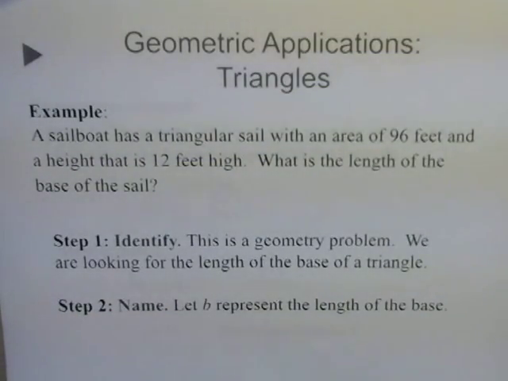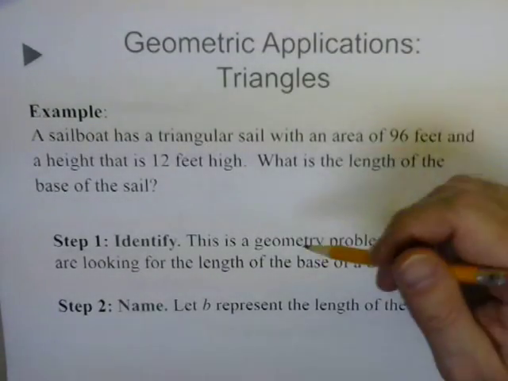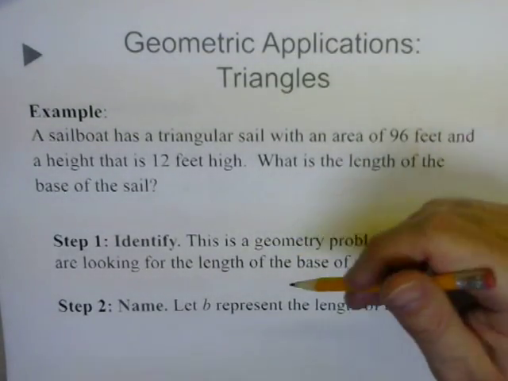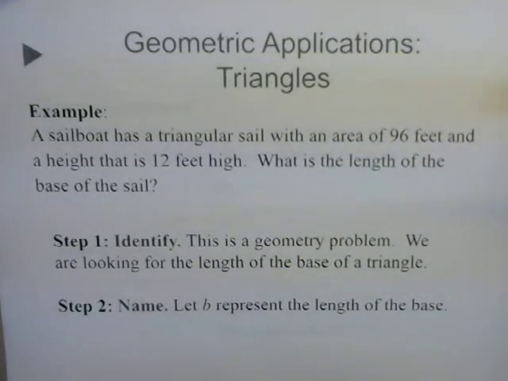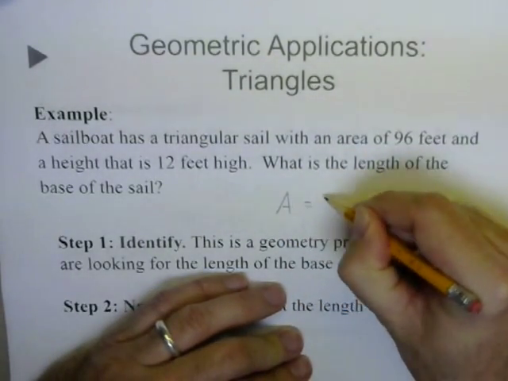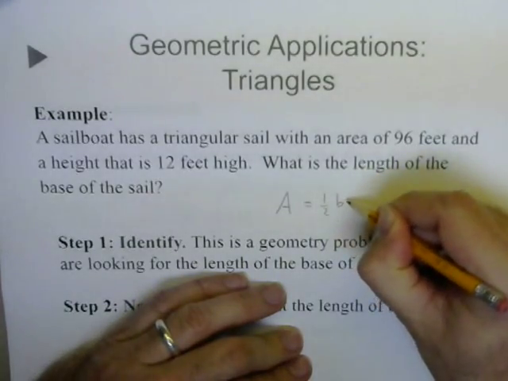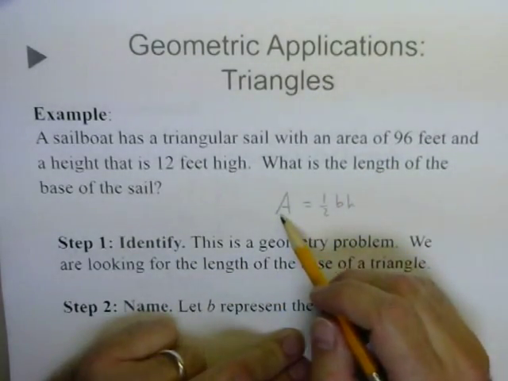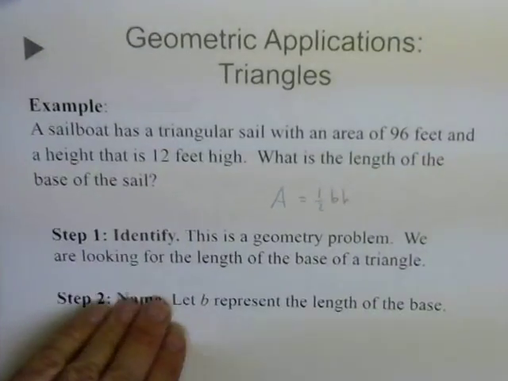So let's look at some applications involving these formulas. Let's say that a sailboat has a triangular sail with an area of 96 square feet and a height of 12 feet. What is the length of the base of the sail? So we want to identify the geometry in the problem. We're looking at the base of a triangle, and we have the area. So you probably want to use the formula for the area of a triangle. Remember that formula is area equals 1/2 the base times the height, and we have the area and the height, and we're looking for the base.